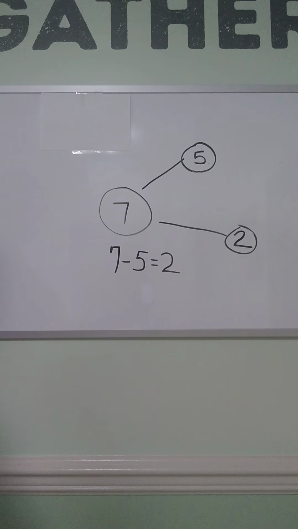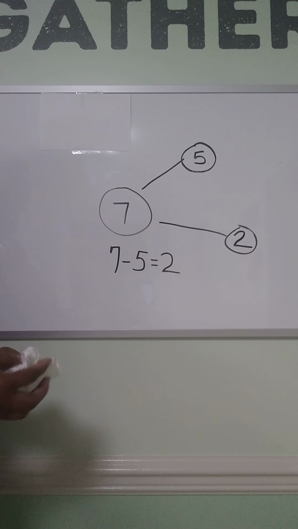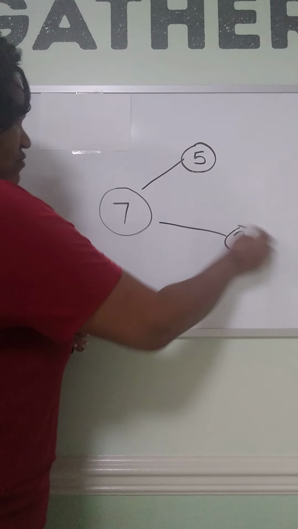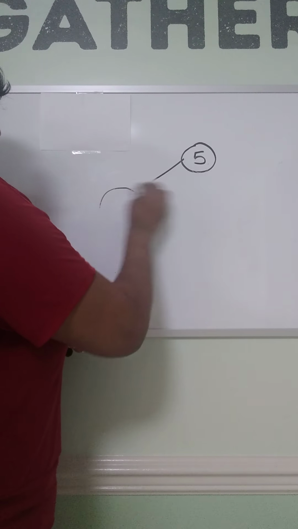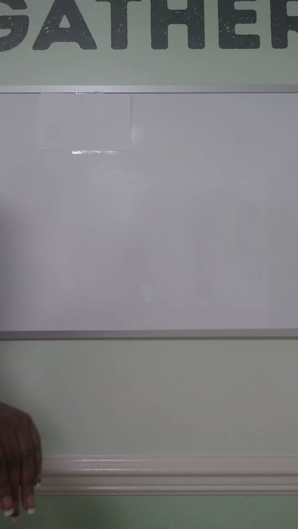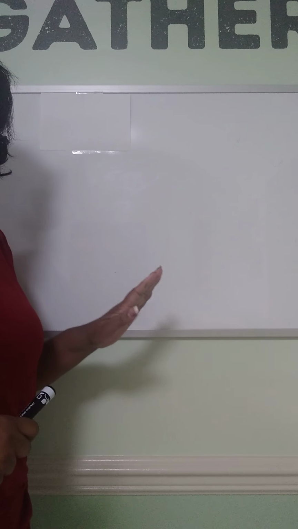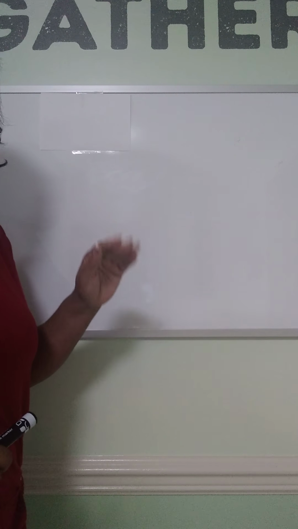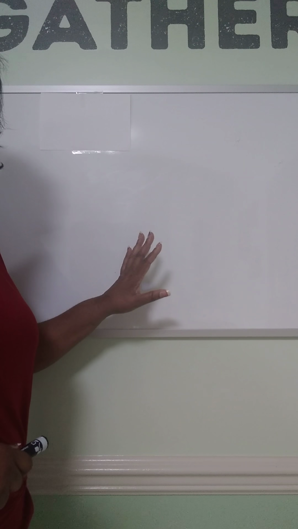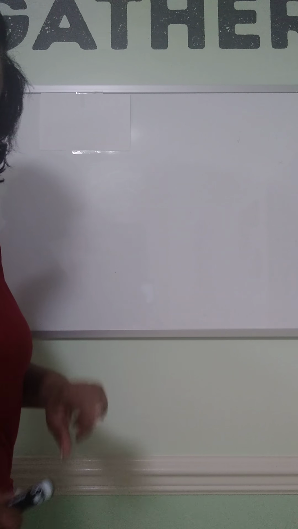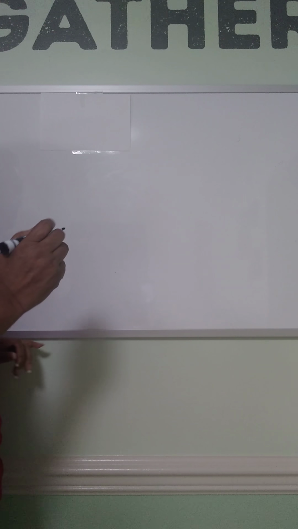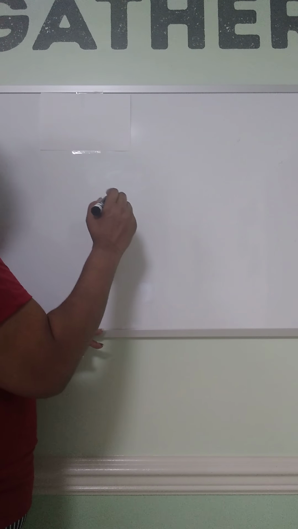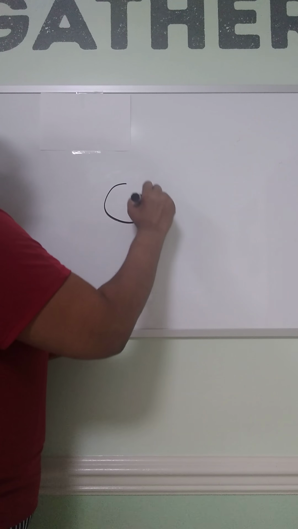Okay? Going to do one more. Remember, you can use your fingers, you can use cubes, you can use circles. Use anything that you have to get your answer. You can use buttons, you can use pencils, anything you need to use to get your correct answer. Okay? All right? Remember, bond.